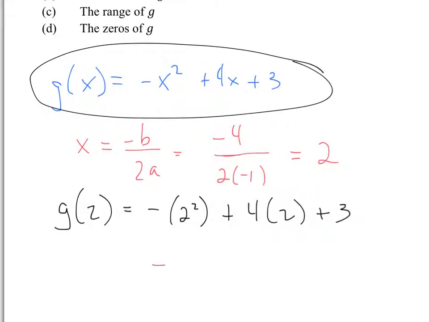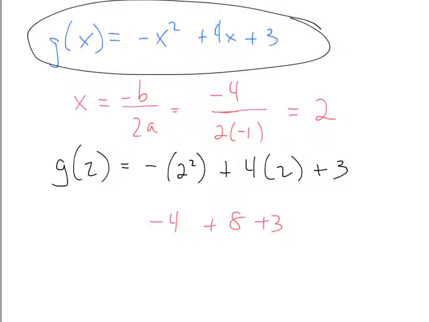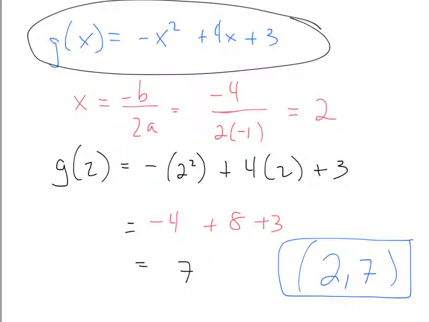All right, so we get a negative 4, positive 8, positive 3 is 11 and negative 4, which is going to give us a 7. So what's my coordinate for my vertex as a result? 2, 7. That's part A. Let's scroll back up for part B.